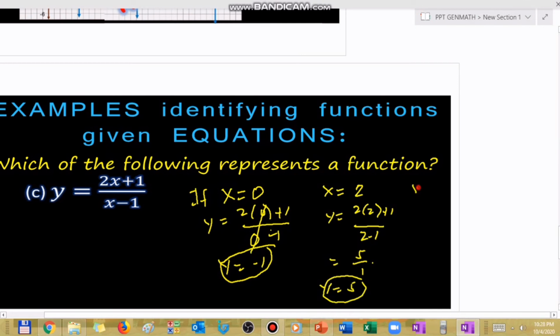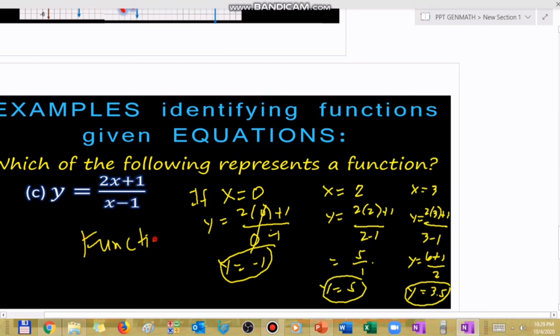And what if, let's say, x is equal to 3? What will happen? y is equal now to 2 times 3 plus 1 over 3 minus 1. y is equal now to 6 plus 1 over 3 minus 1 is 2. 6 plus 1 is 7. 7 divided by 2 is y equals 3.5. Again, it gives you unique values of y. So, therefore, since there is no result which gives you 2 or more values, then this is a function.